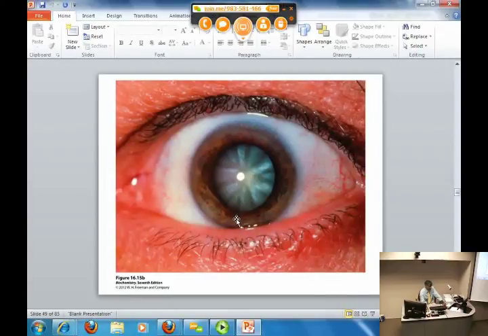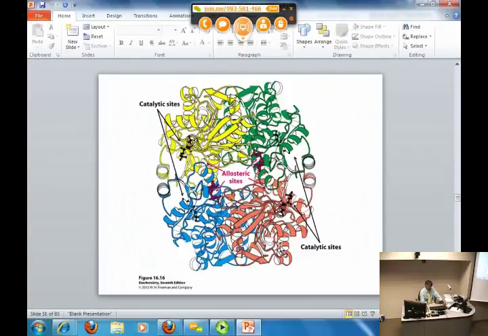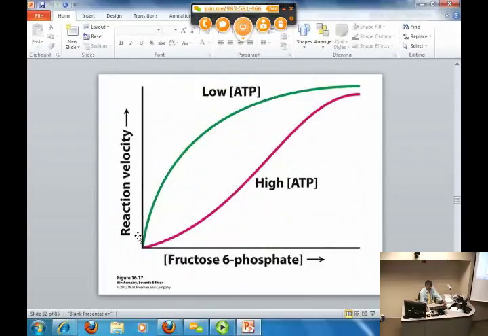Anybody who is an optician, if you want to study ophthalmology specialization, this is a good source. Galactose, galactitol, you can see that. Allosteric site, catalytic site, these are the enzyme reactions. This is the reaction velocity at low ATP, how the enzyme is being regulated, going forward. With high ATP, the fructose 6-phosphate degradation is less. So it is feedback inhibition. When more ATP is there, this process is slow. With low ATP, the reaction velocity is up. You can see the speed of the reaction is quick.